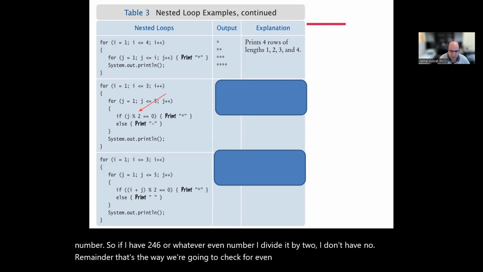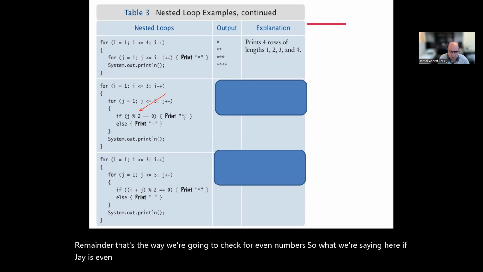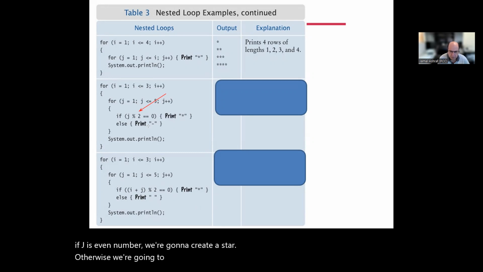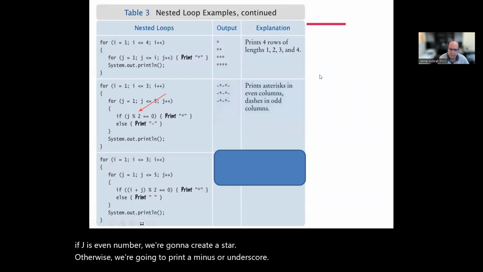So what we're saying here, if J is an even number, we're going to print a star. Otherwise, we're going to print minus or underscore. So that's what we're going to get. For the odd numbers, we are printing the underscore. For even numbers, we are printing the star.